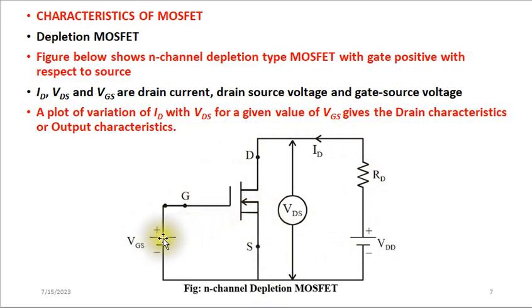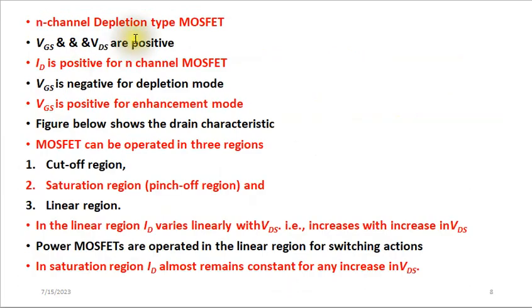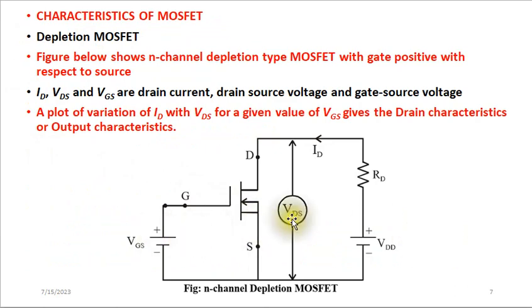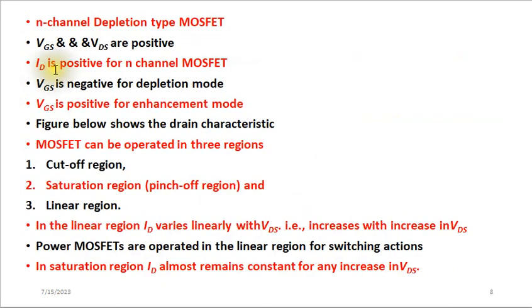Whenever this voltage increases, you find that the concentration of the electrons in the channel would increase, thereby enhancing the conductivity of the MOSFET. And the VGS and the VDS, that is the voltage between the gate and the source, and that between the drain and the source, are positive, as we can see from this diagram. And ID, that is the drain current which is created, is also positive.